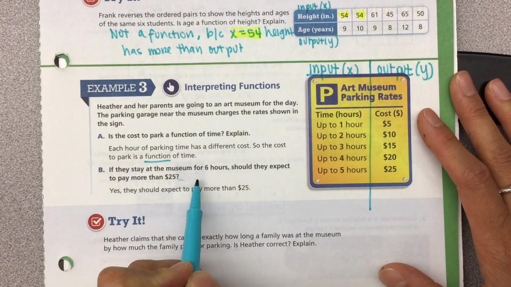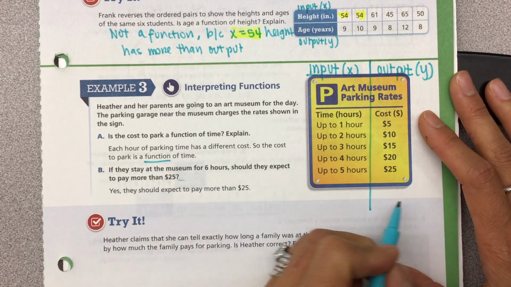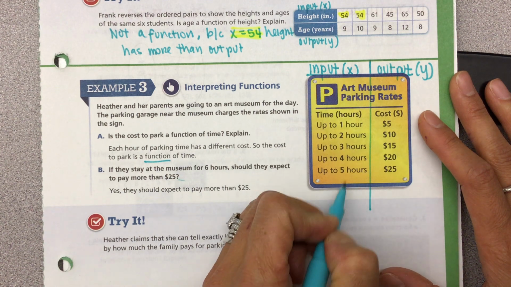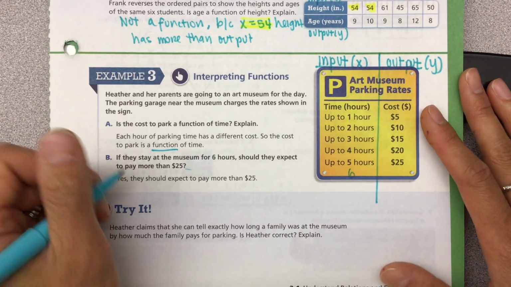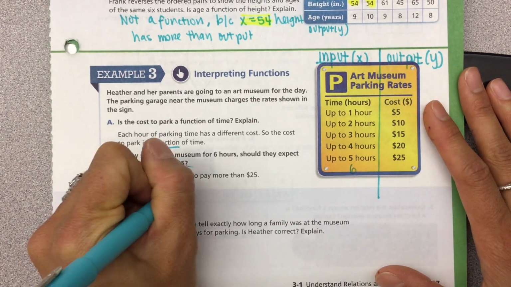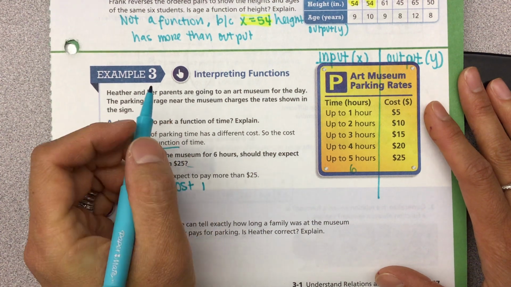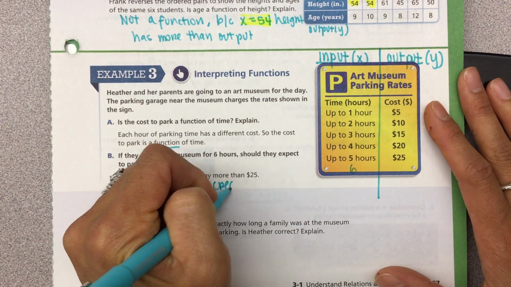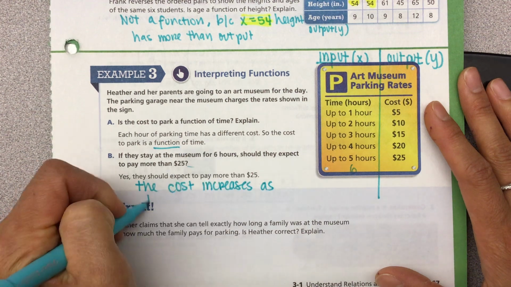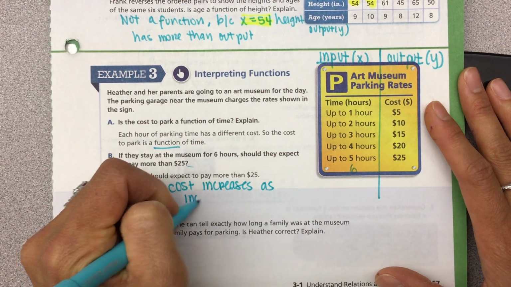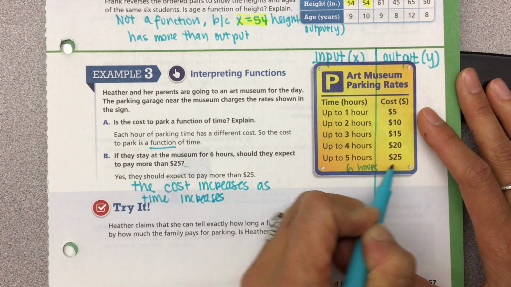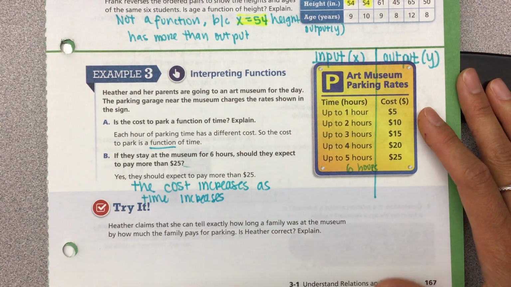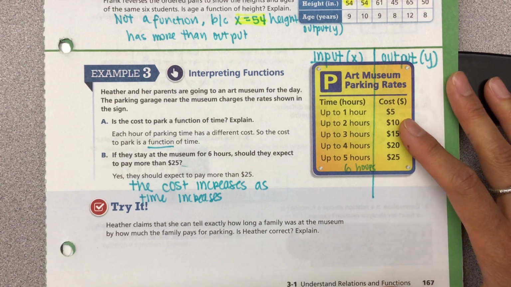If they stay at the museum for 6 hours, should they expect to pay more than $25? So if there was a 6, do you think they would pay more than 25? Yes, they should expect to pay more than 25, and that's because we notice the cost increases as time increases, right? If you're going to park for 6 hours, you should expect to pay more than the 5 hours.